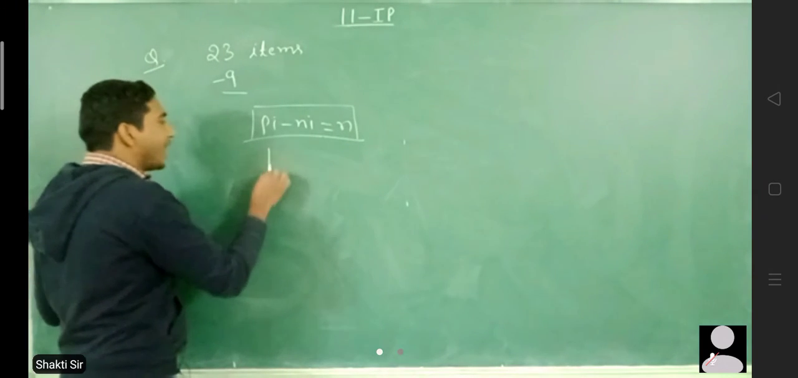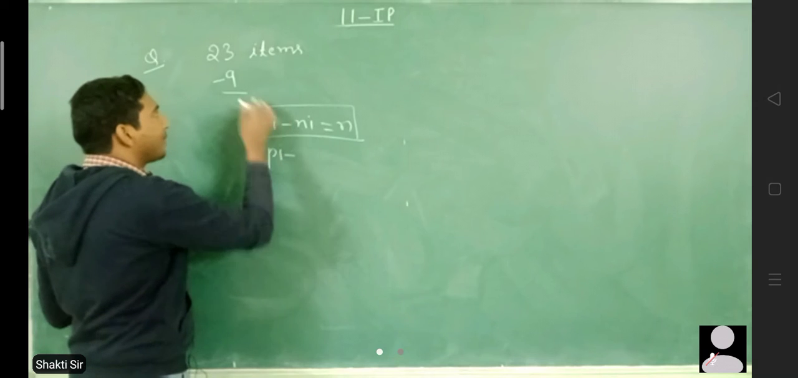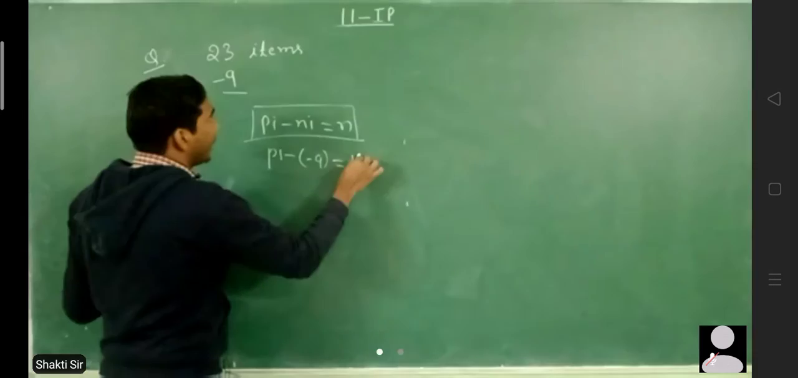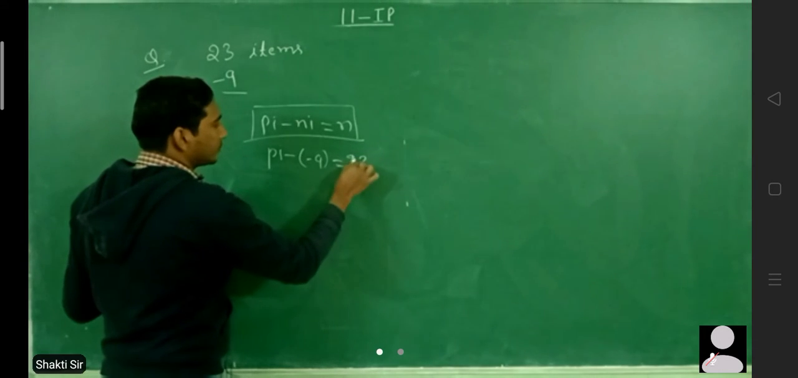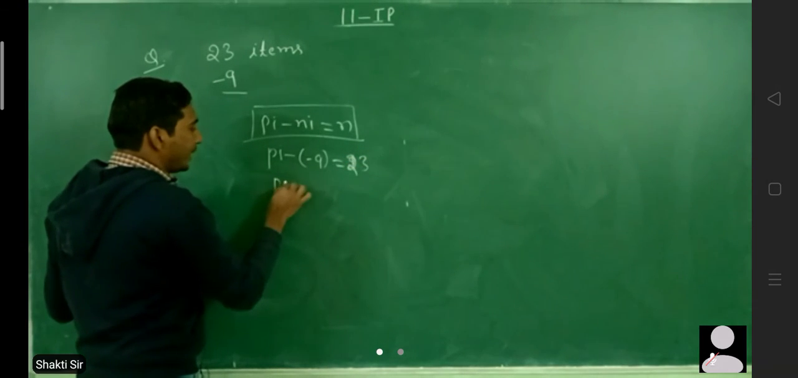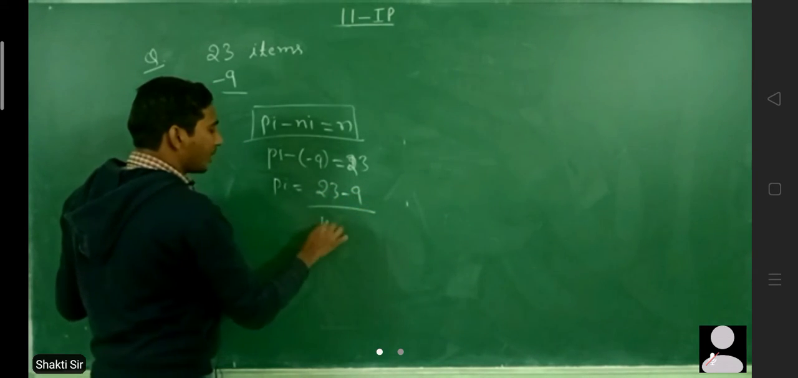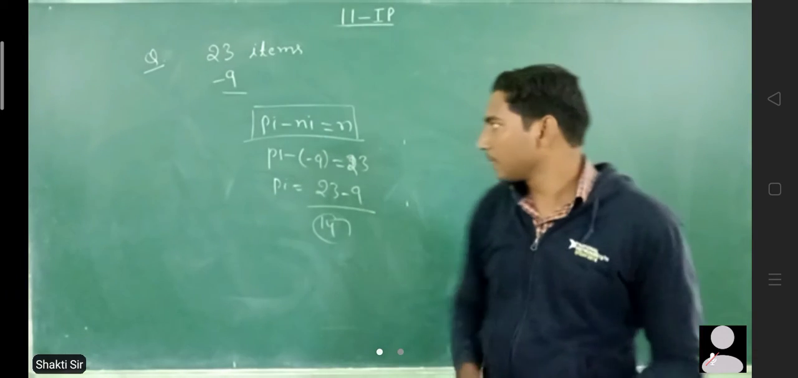So Pi basically you are required to find, and Ni is given and the value of N is 23. So Pi is equal to 23 minus 9, and which is 14. Okay. So 14 is the correct answer.